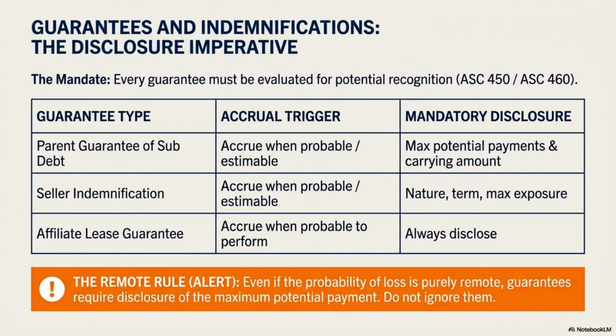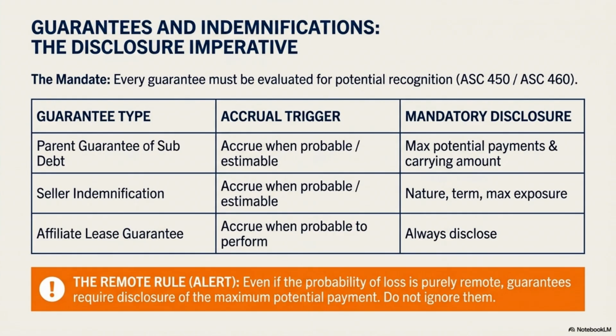Guarantees catch people off guard more often than they should, so let us be clear about the rule. Every guarantee arrangement must be evaluated for potential recognition under ASC 450, and in some cases, ASC 460. And every guarantee requires disclosure, even when no accrual is triggered. Looking at the 3 types in the table, parent guarantees of subsidiary debt, seller indemnifications given to buyers in acquisitions, and affiliate lease guarantees. For all 3, the accrual trigger is the same. Accrue when it becomes probable that the guarantor will need to perform and the amount is estimable.